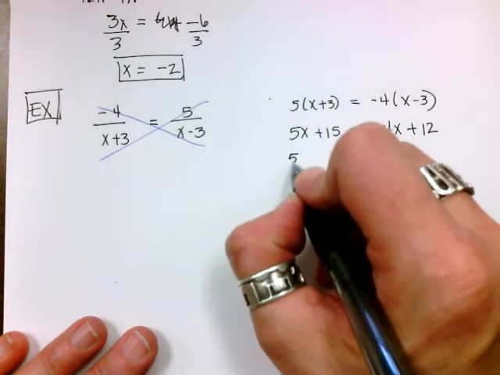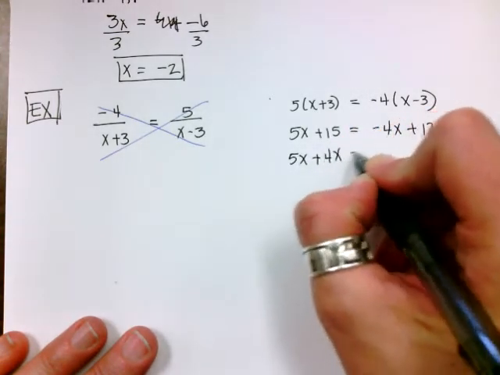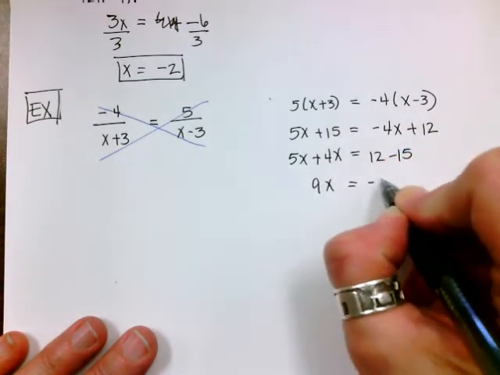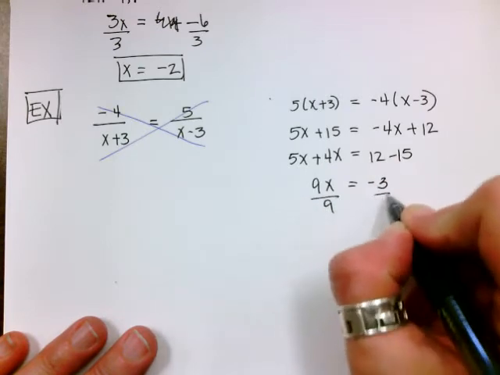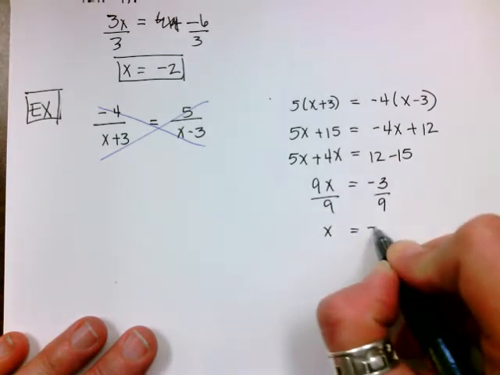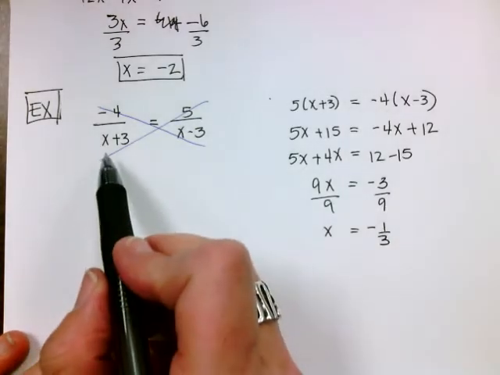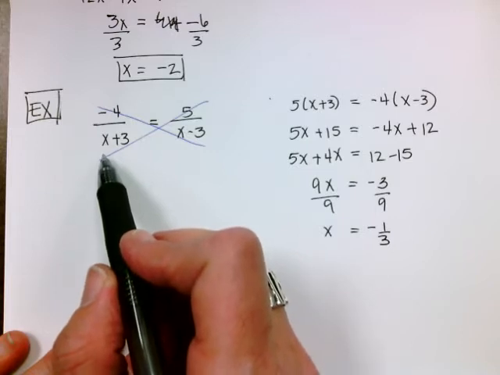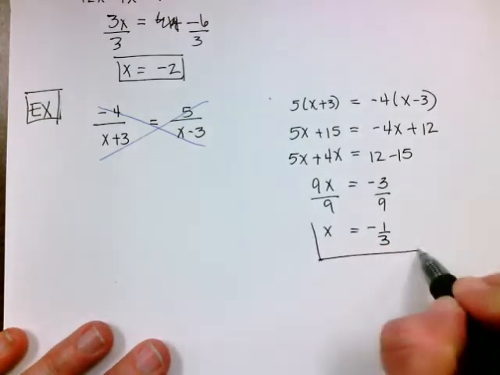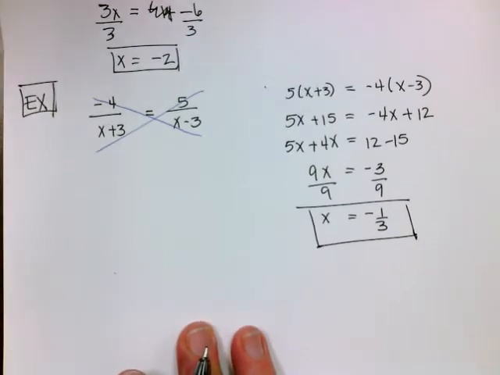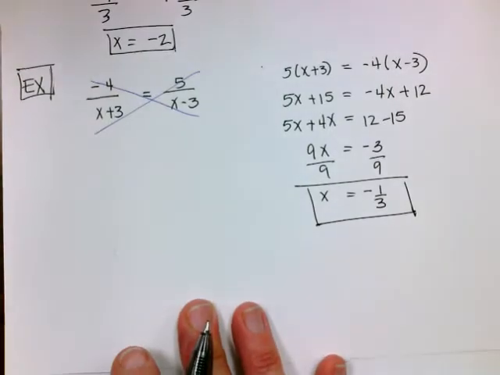If I distribute, 5x plus 15 is going to equal a negative 4x plus 12. Put my x's together, so 5x plus 4x is going to equal 12 minus 15. So 9x is a negative 3. Divide by 9, so I get x is a negative 1/3. And again, I want to substitute it back into my equation to see if it makes either of my denominators be 0. It does not. And if I were being thorough, I would run that number through my equation to make sure that I actually get a good solution. All right, our next example is a little bit more complicated.